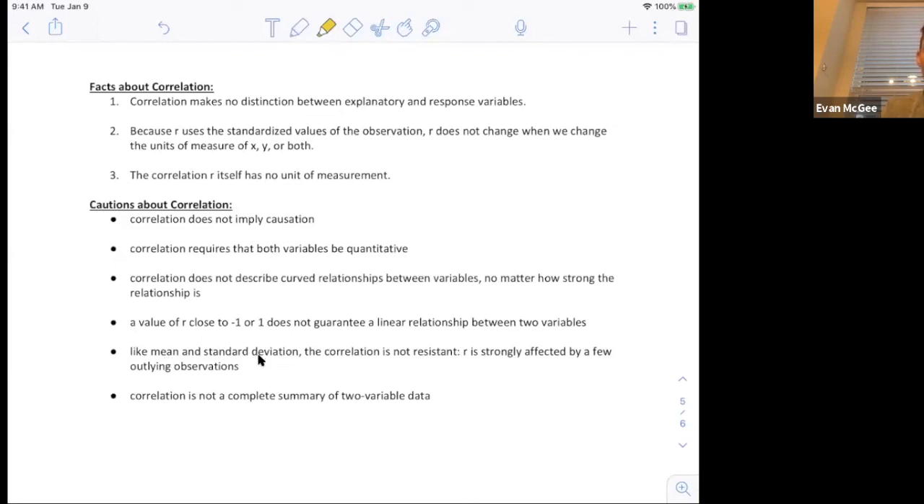Correlation is like the mean and standard deviation. It is not resistant to outliers, strongly affected by them. And then finally, correlation is not a complete summary of two variable data. Like I've said many times, you need to have a graph, a scatter plot as well.